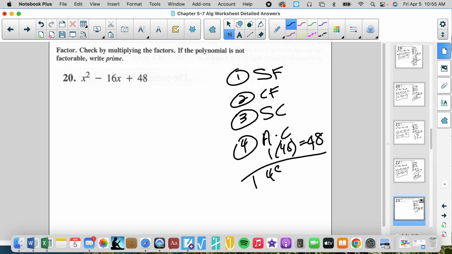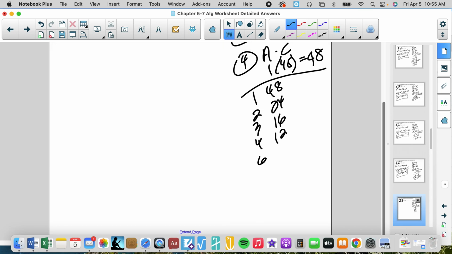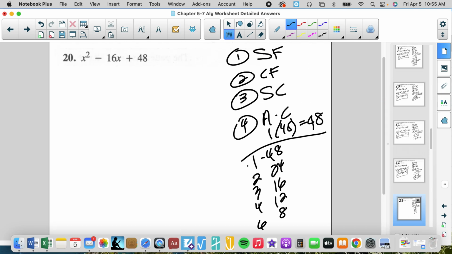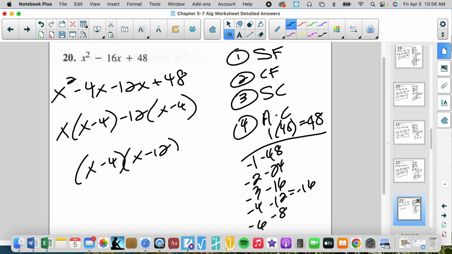That's going to be 1 and 48, 2 and 24, 3 and 16, 4 and 12, 5 no, 6 yes, 6 and 8, and that's it. Signs are the same, both are negative, which makes 16, that's here, negative 16. So x squared minus 4x minus 12x plus 48. Factor out an x, factor out a 12, x minus 4, x minus 12.